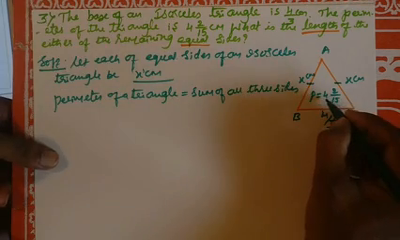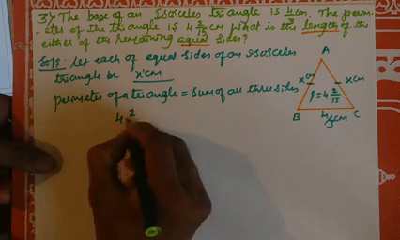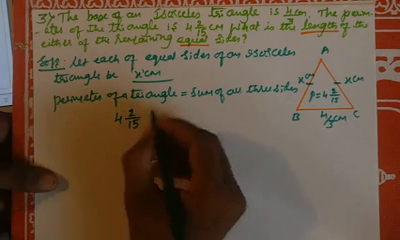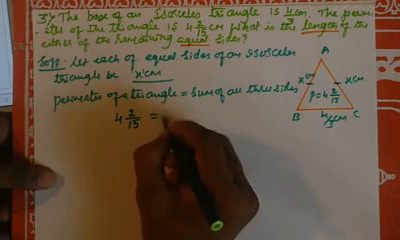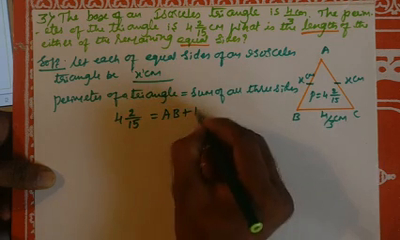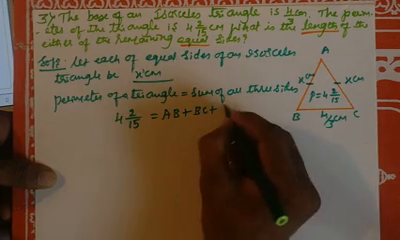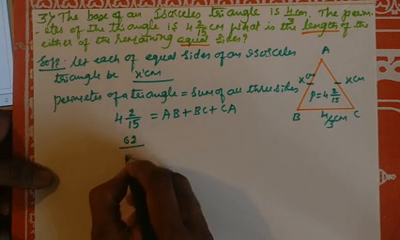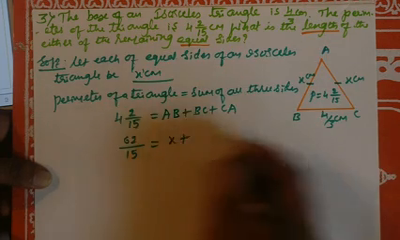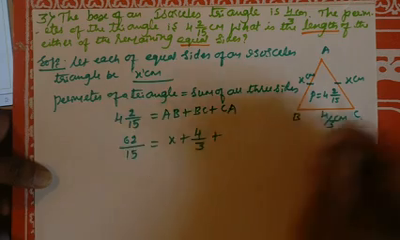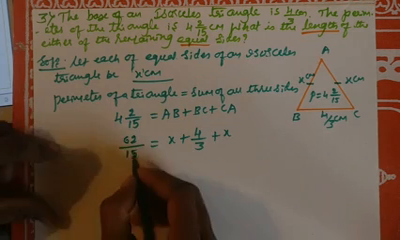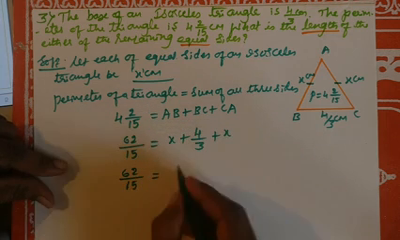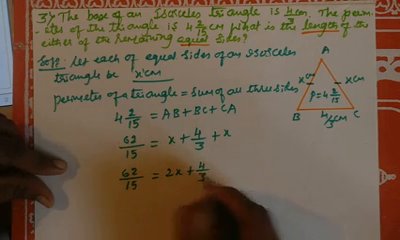The perimeter of the triangle, which he has given, is 4 whole 2 by 15, equal to the sum of all three sides: AB plus BC plus CA. 15 times 4 is 60, plus 2 is 62. So 62 by 15 is equal to AB, which is x, plus BC, which is 4 by 3 centimeter, plus CA, which is x. So 62 by 15 is equal to x plus x, 2x, plus 4 by 3.